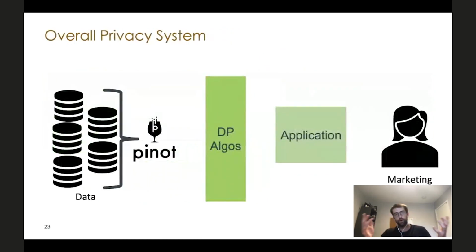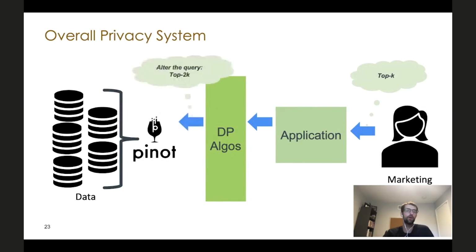Okay, so here's the overall privacy system. We have data at one end, the marketing partner at the other, and our algorithms in between. The top K query comes in and goes through our DP algorithm, which translates it into something that fetches more than K results, such as the top 2K, gets those results from Pinot, and then adds noise from either the Laplace distribution or a Gumbel distribution, which is highly related to the exponential mechanism. We release the top K results from that, and this ensures differential privacy.